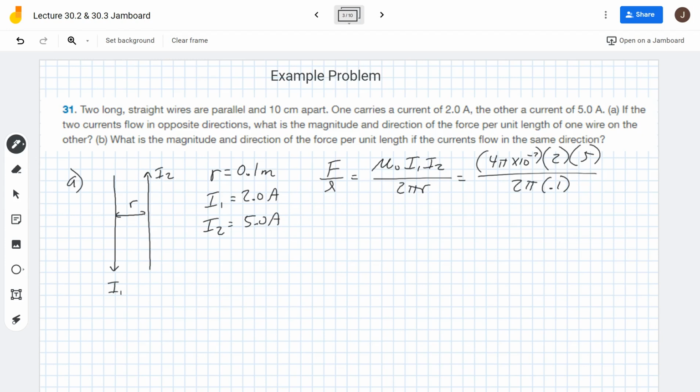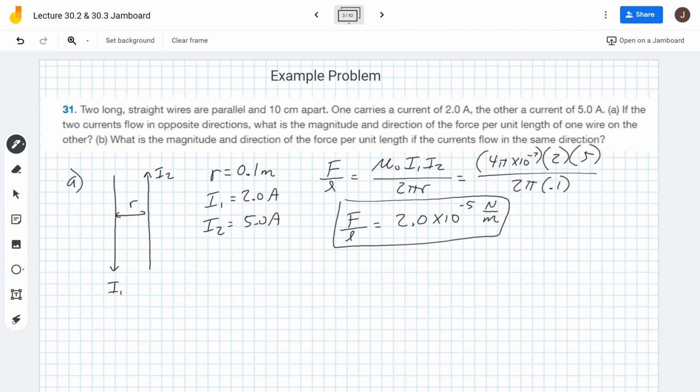All right, we throw this into our calculator, and you should get 2.0 times 10 to the negative 5 newtons per meter. Okay, so now we have our result. We'll go ahead and box our result. 2.0 times 10 to the negative 5 newtons per meter is the magnitude of the force.